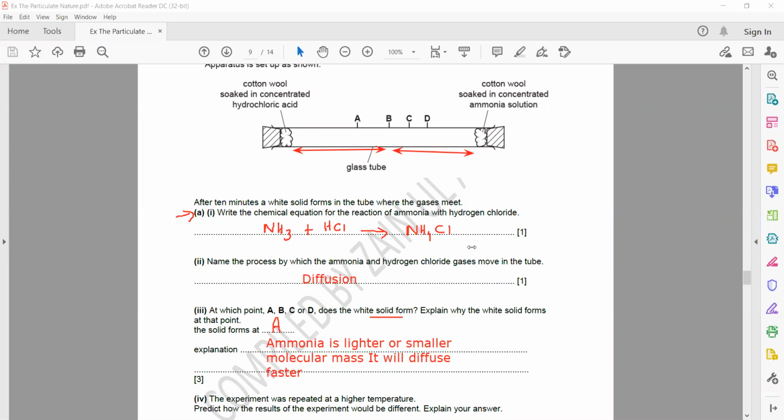Is it clear? Discussion till point 3. The masses I already mentioned. For HCl, in the beginning I mentioned it was 36.5, and for NH3 it was 17.